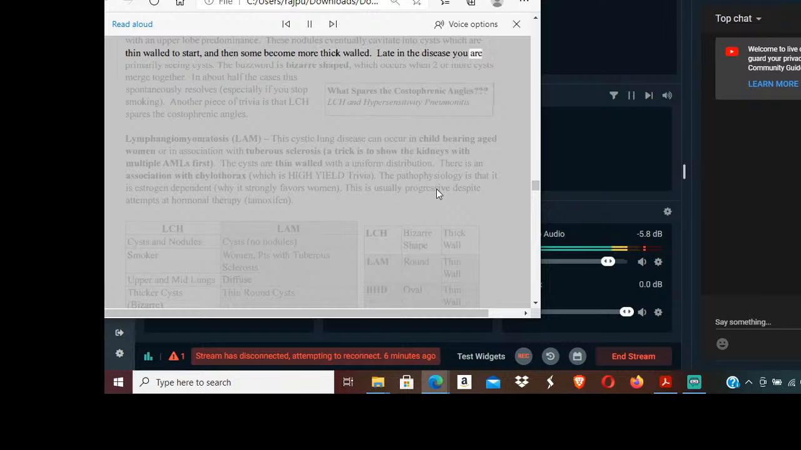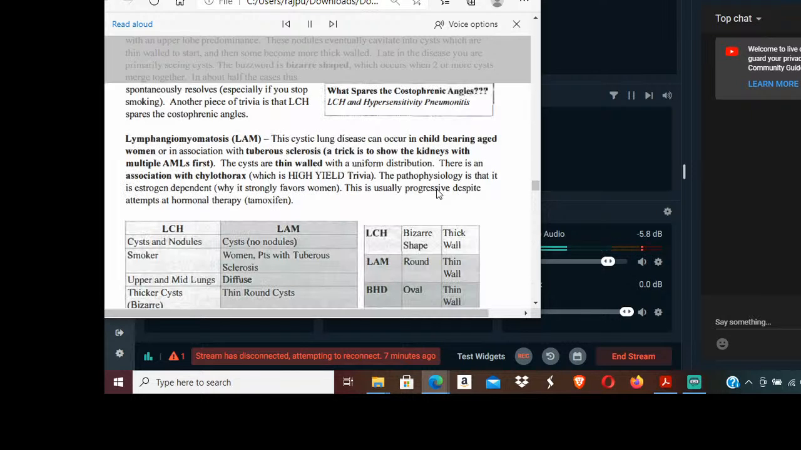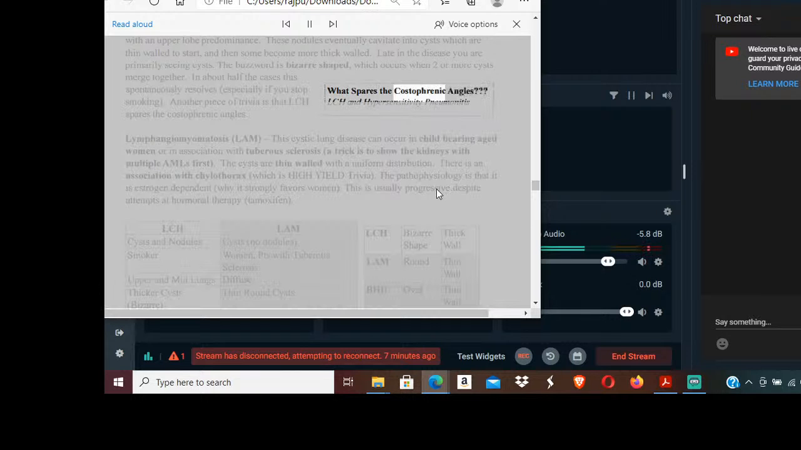Late in the disease you are primarily seeing cysts. The buzzword is bizarre-shaped, which occurs when 2 or more cysts merge together. In about half the cases this spontaneously resolves, especially if you stop smoking. Another piece of trivia is that LCH spares the costophrenic angles. What spares the costophrenic angles? LCH and hypersensitivity pneumonitis.